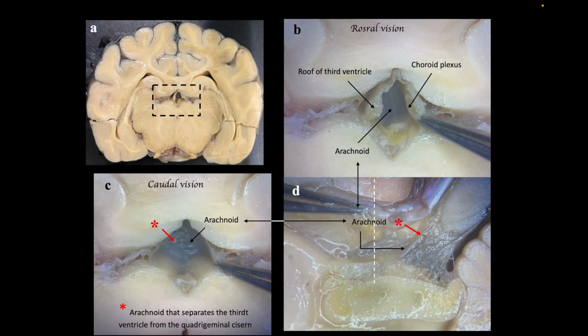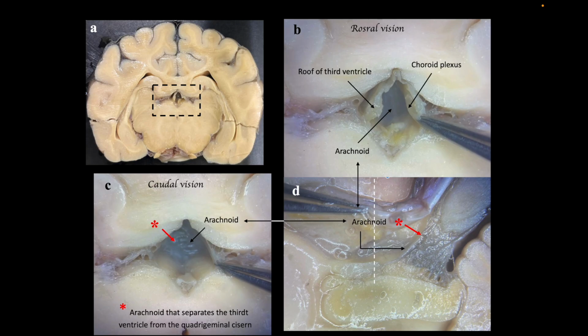So now we go back to transverse sections and one midplane section. On image A, this is taken at the level of the metathalamus, and this rectangular area has been enlarged on images B and C. Image B is a view from rostral to caudal. So you can identify the roof of the third ventricle, and in the middle we see this arachnoid membrane that is separating the third ventricle from the quadrigeminal cistern.